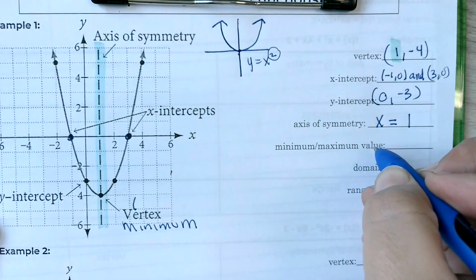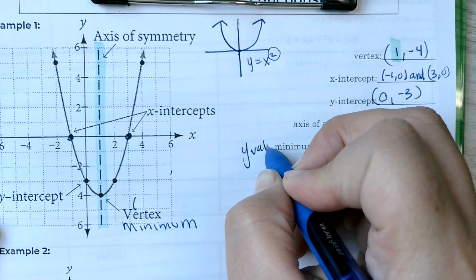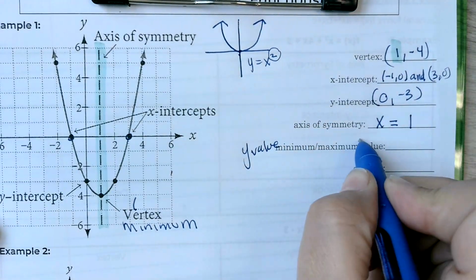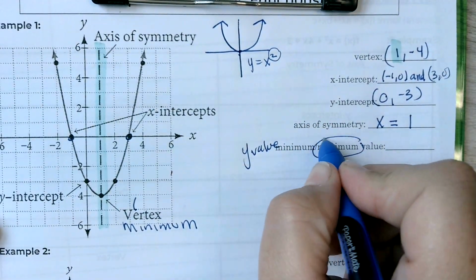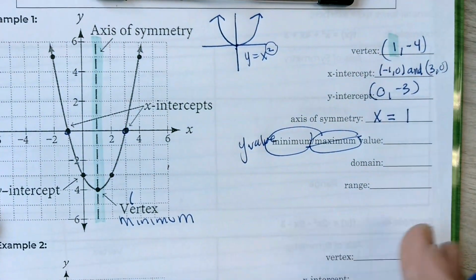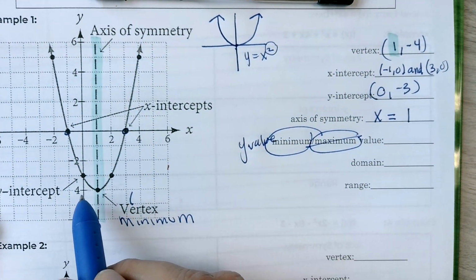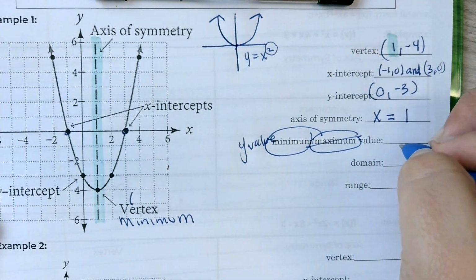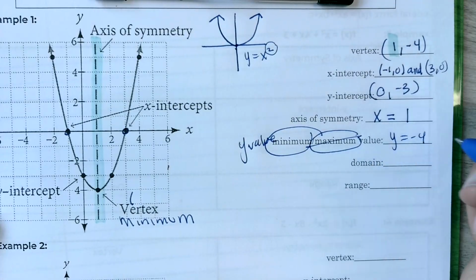The minimum value here, I'm looking for a y value. So I'm so sorry. I know that it's a minimum, not a maximum, and the value is whatever my smallest y is. So in this case, y equals negative 4.